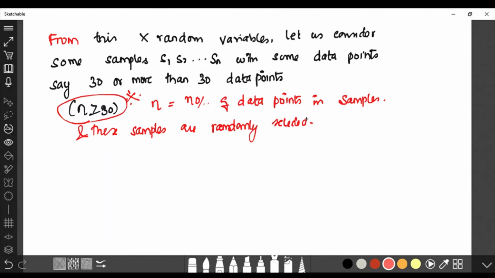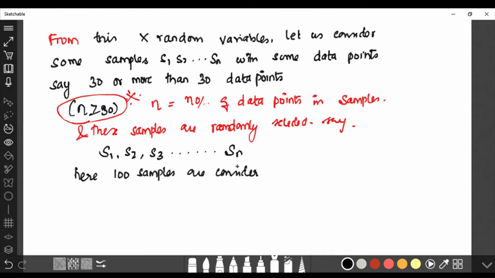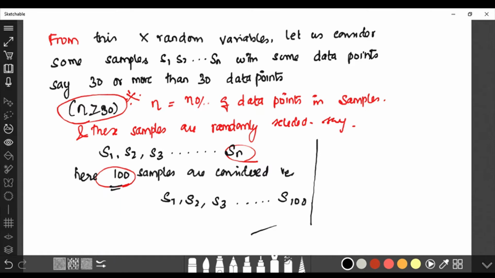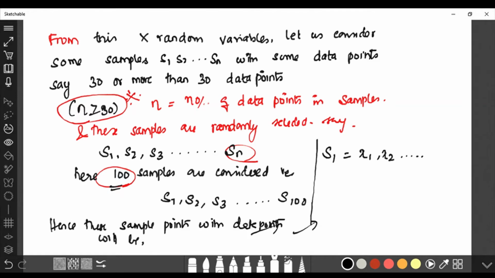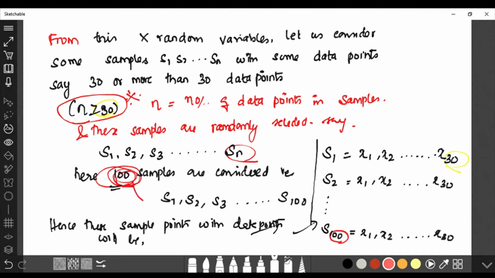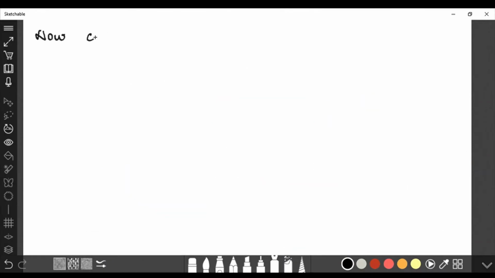These samples are considered to be randomly selected. For example, S1 to S100: I am taking 100 samples, and under that I consider data points from 1 to 30, approximately 30 values. So from S1 to S100, these samples with data points will be noted as S1 equals x1, x2, x3 up to x30. Here 30 represents the data points, whereas S1, S2, Sn represent the samples. So for 100 samples, I am going to consider 30 data points each.